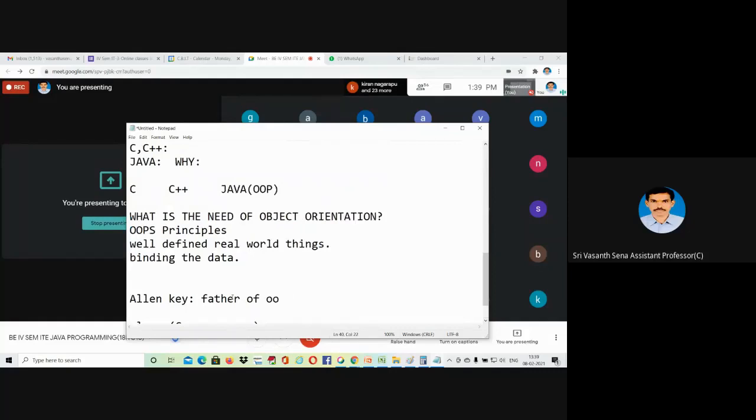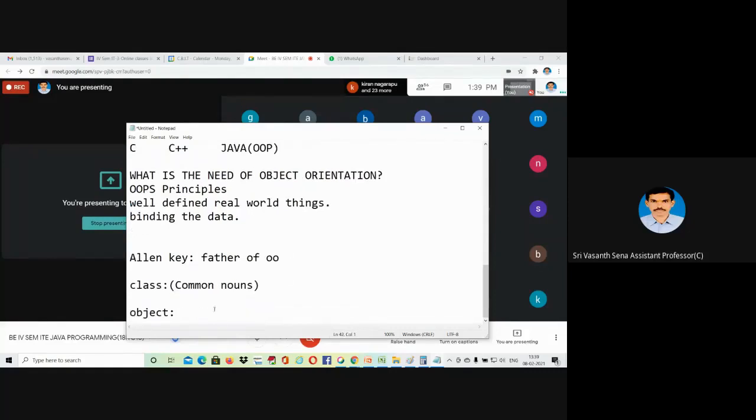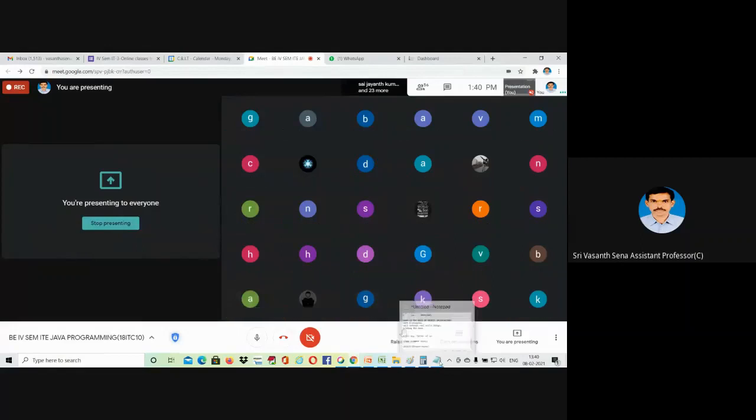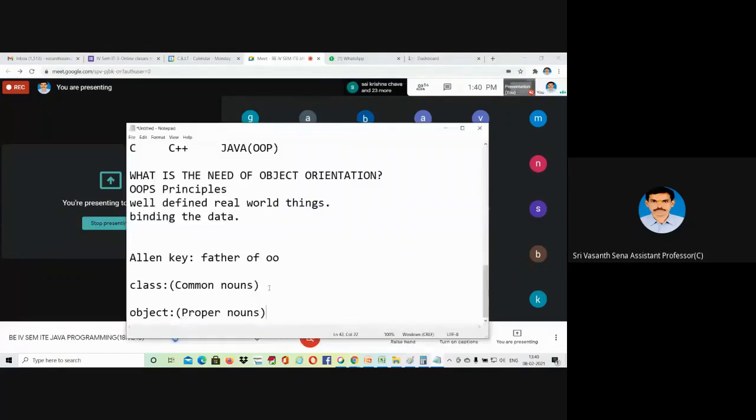So all the proper nouns become objects. So what is a common noun? You studied in English parts of speech, nouns, pronouns, no? Similar to that way. Can you name some of the common nouns?